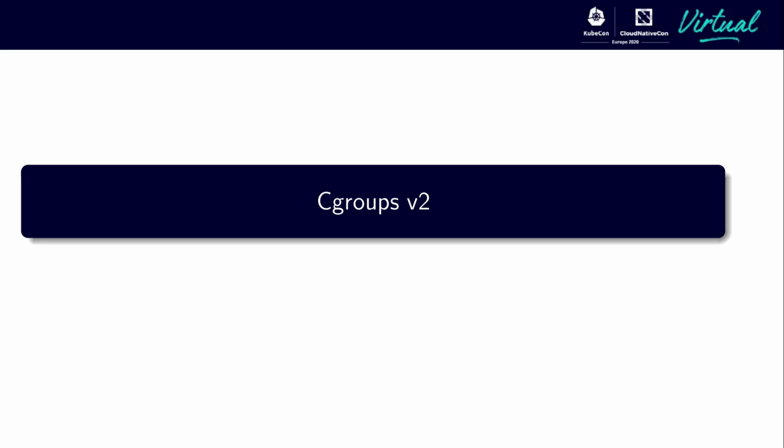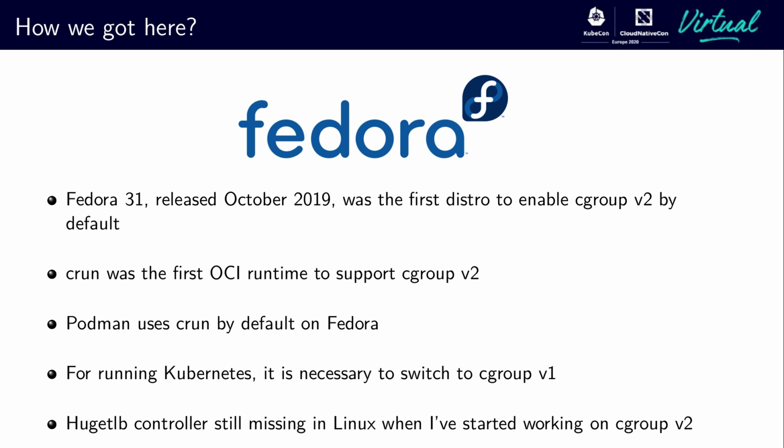So let's get to cgroup v2 now. So how did we get here? Fedora 31 was the first distro to enable cgroup v2 by default. We took a bet with it, but it turned out to be a good decision. This was the turning point, since once we switched the default for Fedora, the rest of the ecosystem followed. The cost was high, since programs missing support for cgroup v2 wouldn't work on a default Fedora 31 installation.